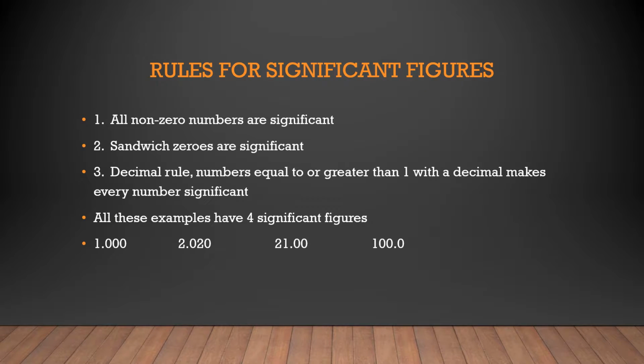The third rule is the decimal rule. For numbers that are equal to or greater than 1 with a decimal point, that decimal makes every number significant. So for example, 1.000 has only one non-zero number, but because there's that decimal point there, that means someone actually took the time to make sure this was 1.000, not about 1. It is exactly 1.000. Same here with 100.0. This isn't 100. This is 100 with 0 tenths. Someone made sure to be specific about that measurement. They had the resolution. They're able to maintain that level of significance.